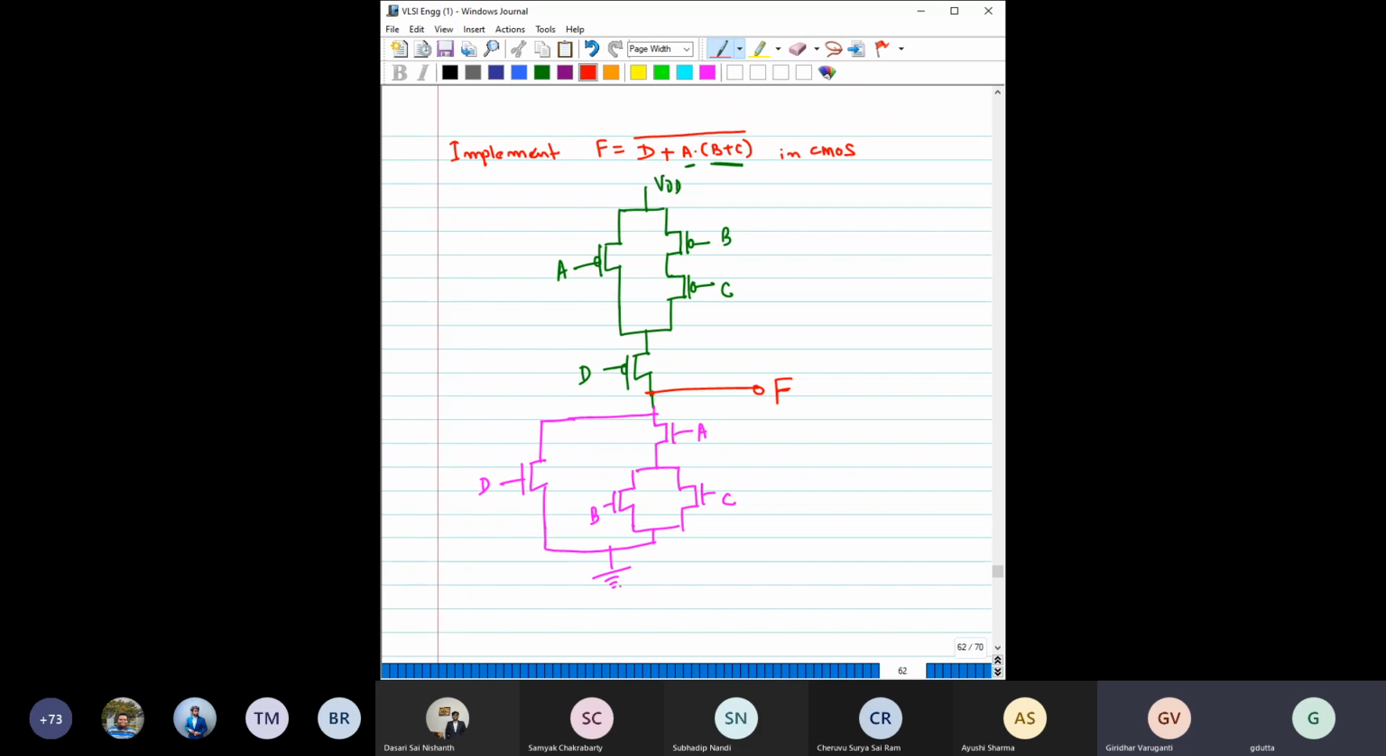Isn't it? So if you have understood that part, then any Boolean function now you should be able to design using this CMOS logic, transistor level, right? Okay, yes. So is this part clear to you?